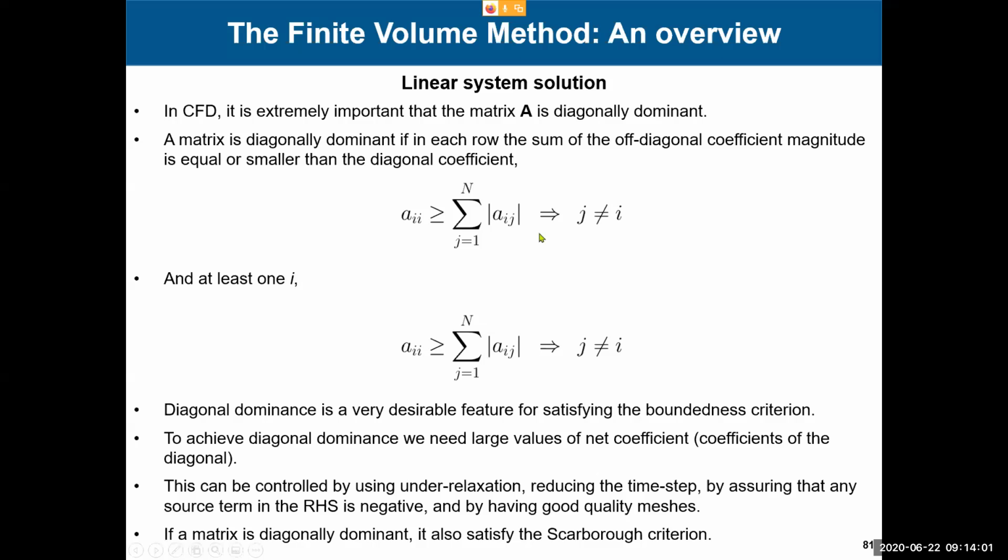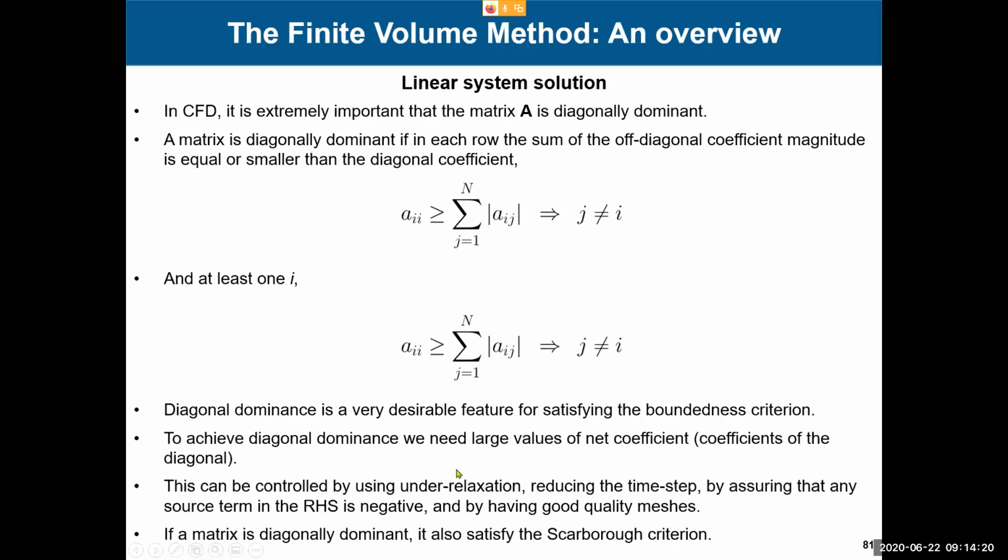But this diagonality of the matrix is related to the mesh quality and can also be controlled by using under-relaxation or reducing the time step. This is why you see that when you have a smaller time step, you have better convergence, because you're making your matrix diagonally dominant.